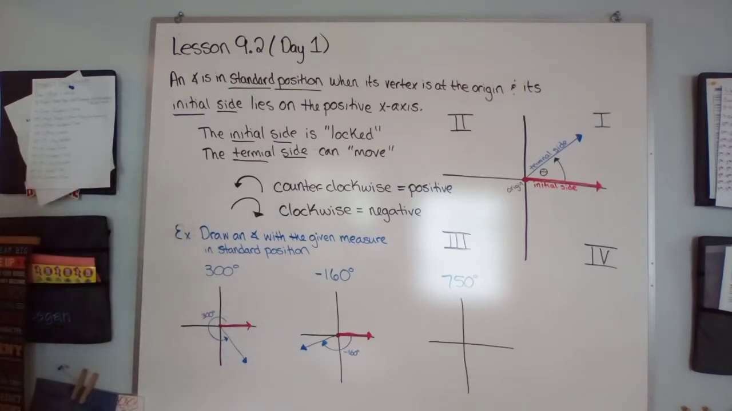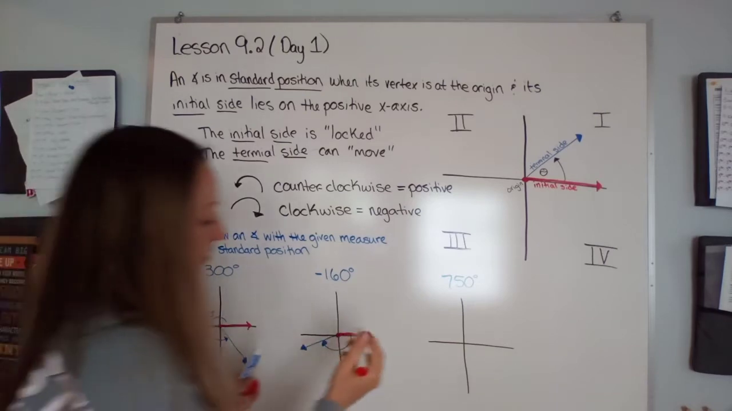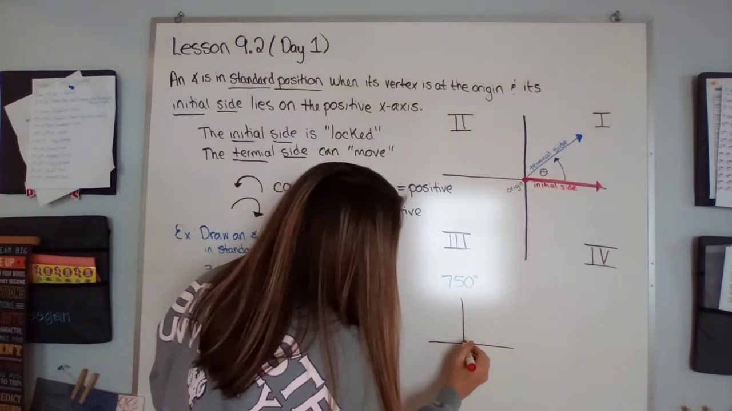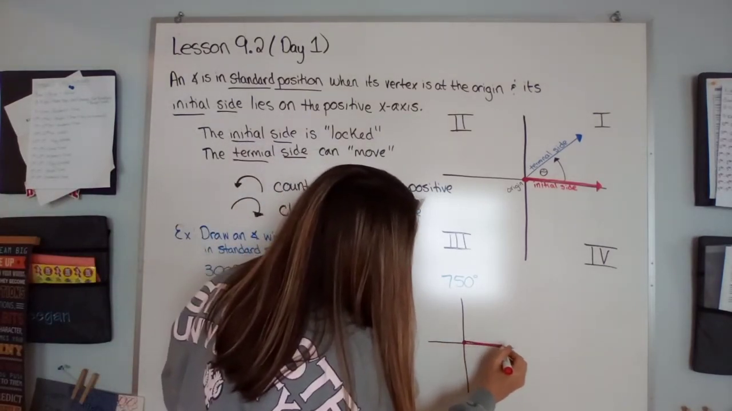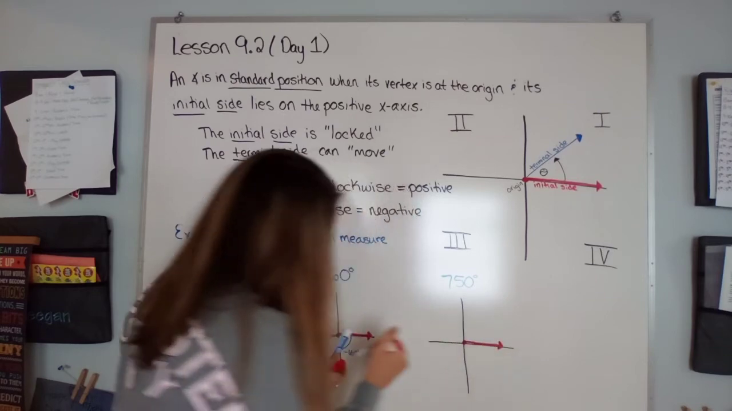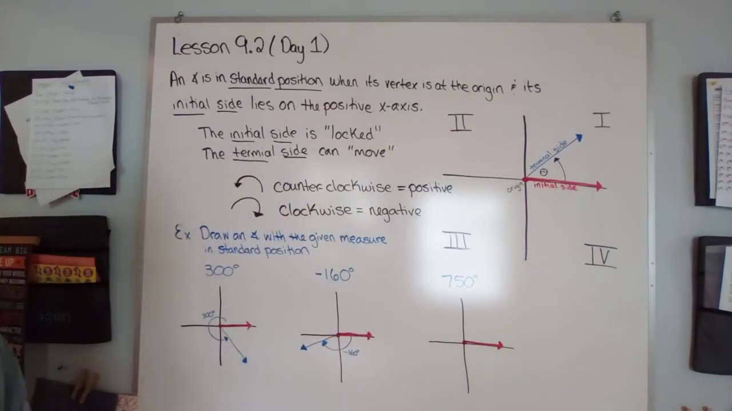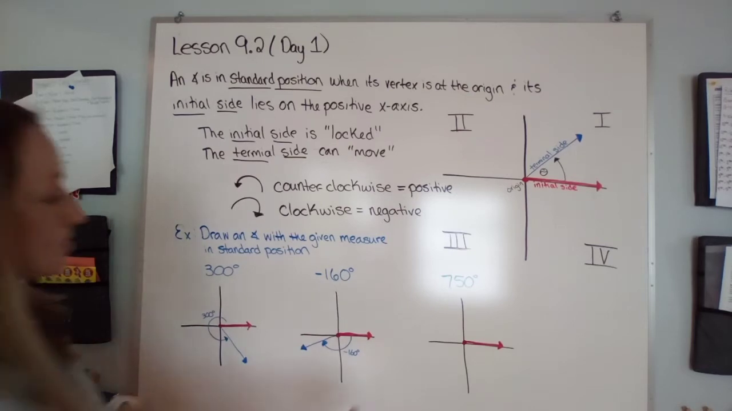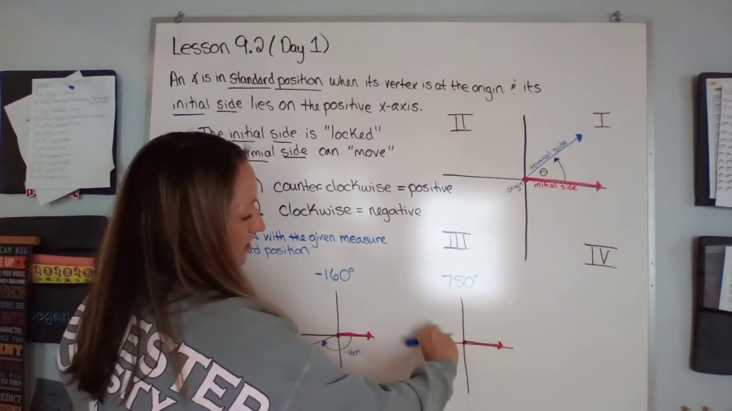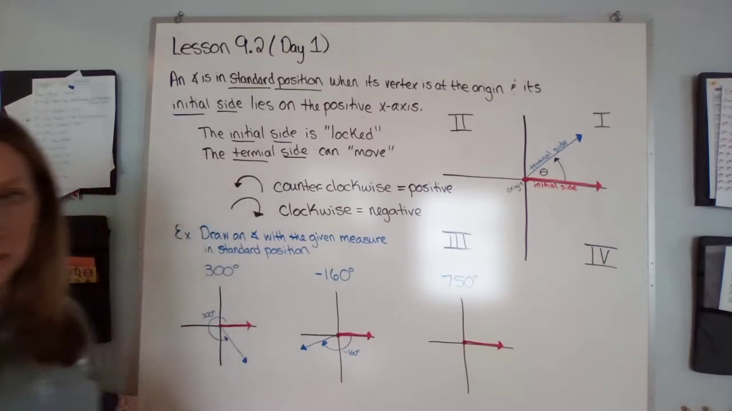All right. And then finally, positive 750. All right. So I'm going to start with my initial side on the positive x-axis. It's a positive 750. So which direction do I want to go? I want to turn counterclockwise. All right, so now we just do a little bit of math.